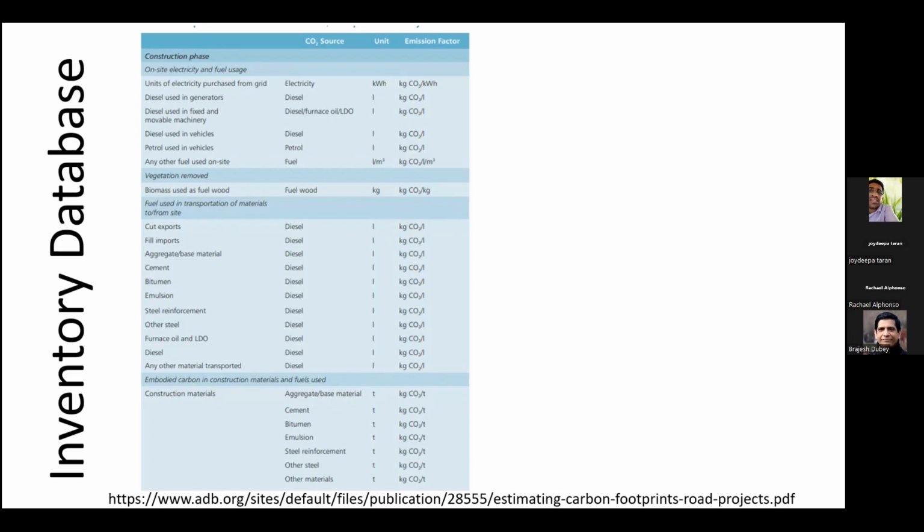Diesel used in generators, diesel used by construction machinery, vehicles, petrol use: each and every component has to be taken. When you start with a small project, don't try to achieve too much. Take up a 1 kilometer stretch, write out all the activities, then move on to the 10-kilometer stretch. Why? Because 50% of your data is ready.